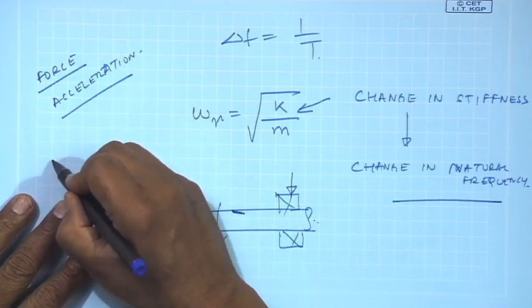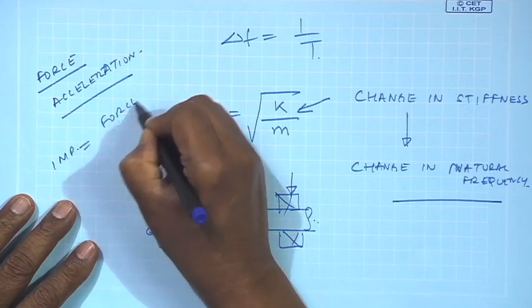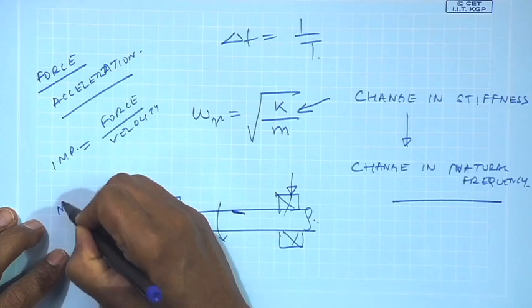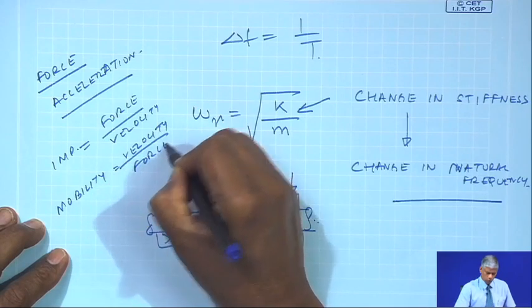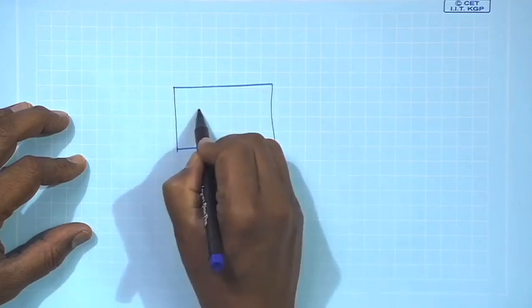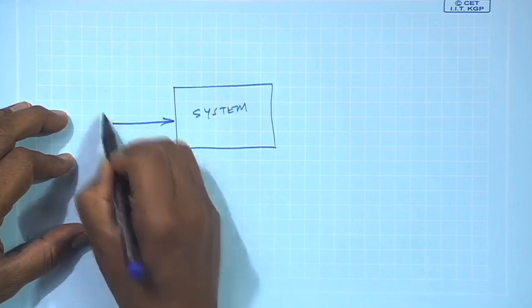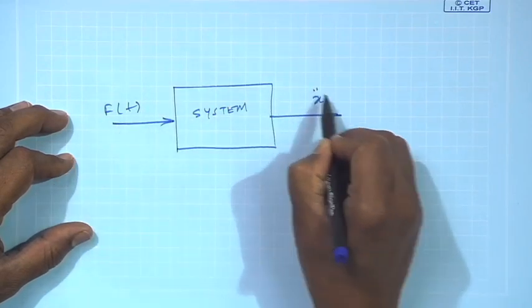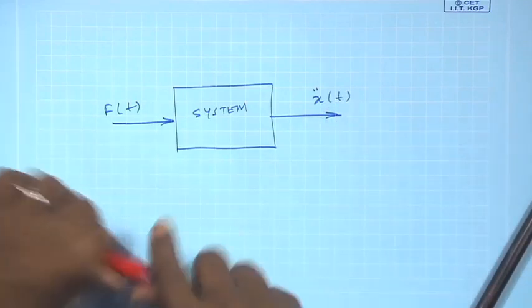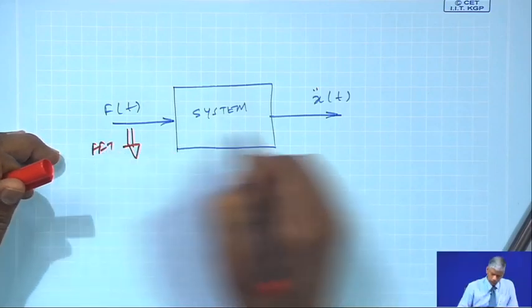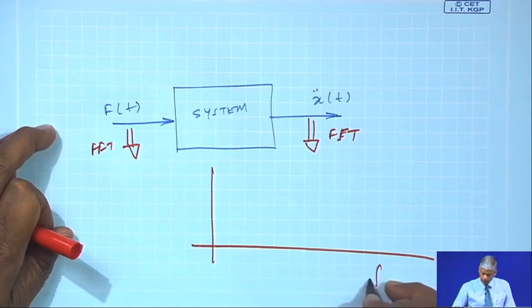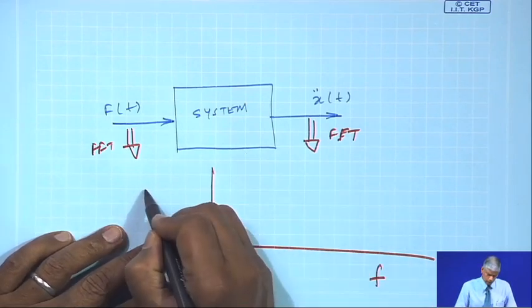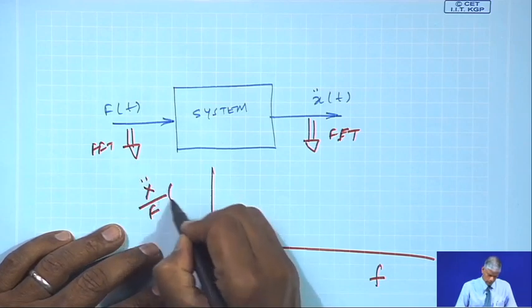Okay, you know, the impedance of a structure is nothing but force by velocity, and mobility is nothing but velocity by force. So, if I have a signal x(t) or F(t), this is my system. I give a certain force F(t) and I get a response x double dot (t). I can always do an FFT of this and get the plot of FRF, nothing but either x double dot by F or the like, all in the frequency domain.